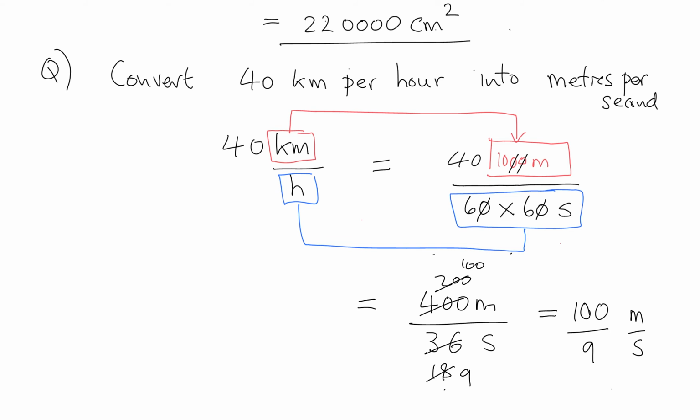Okay, so once more, take the kilometres, write metres. 1,000 metres is 1 kilometre. Hours, 60 minutes, 60 seconds in each minute. Then cancel down the fractions, being careful, and get 100 over 9 metres per second.